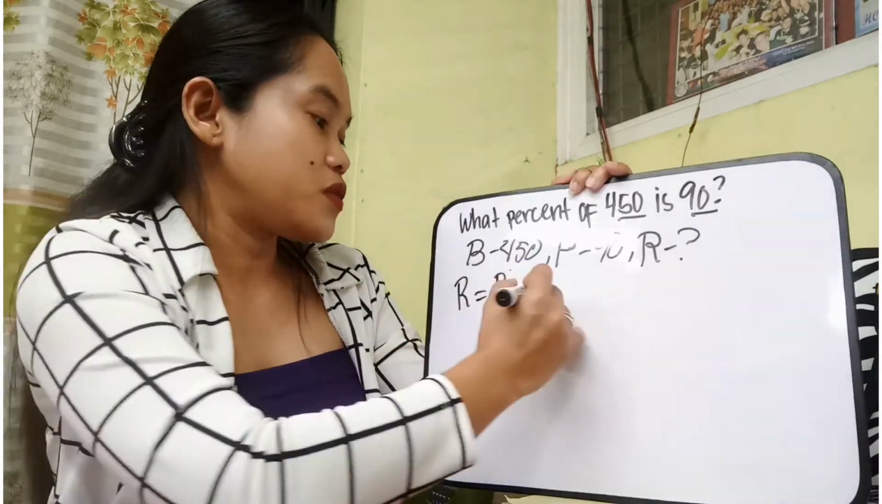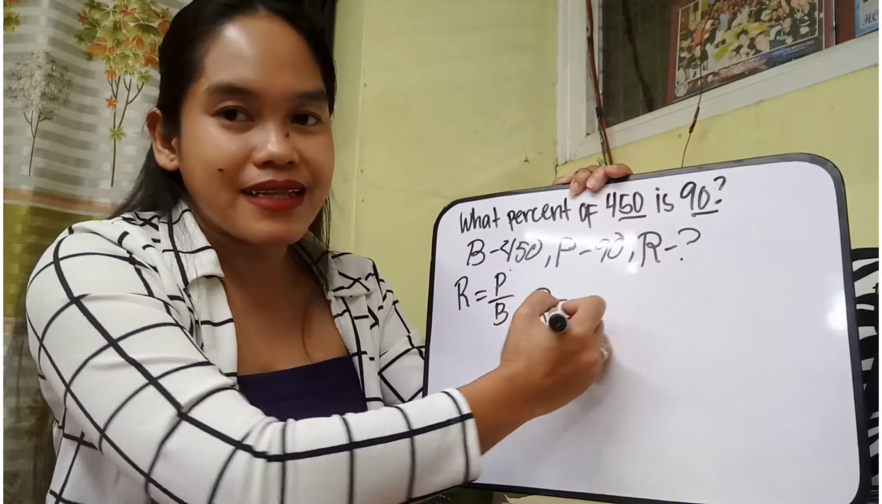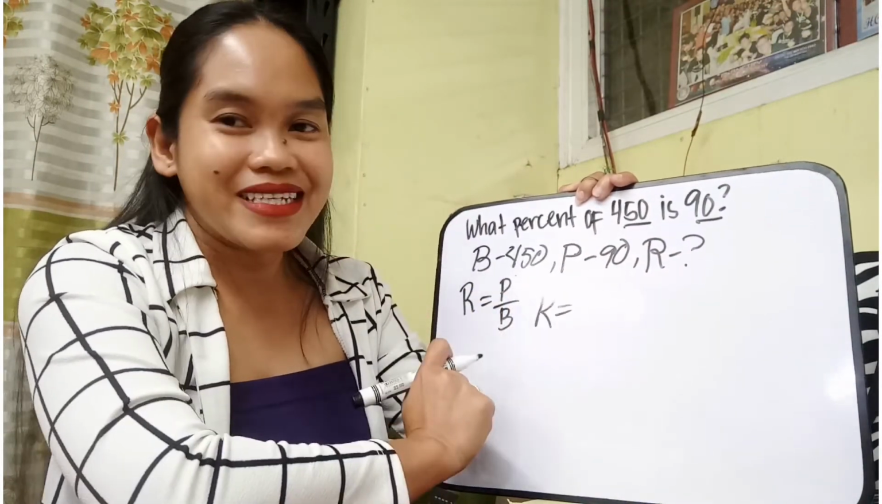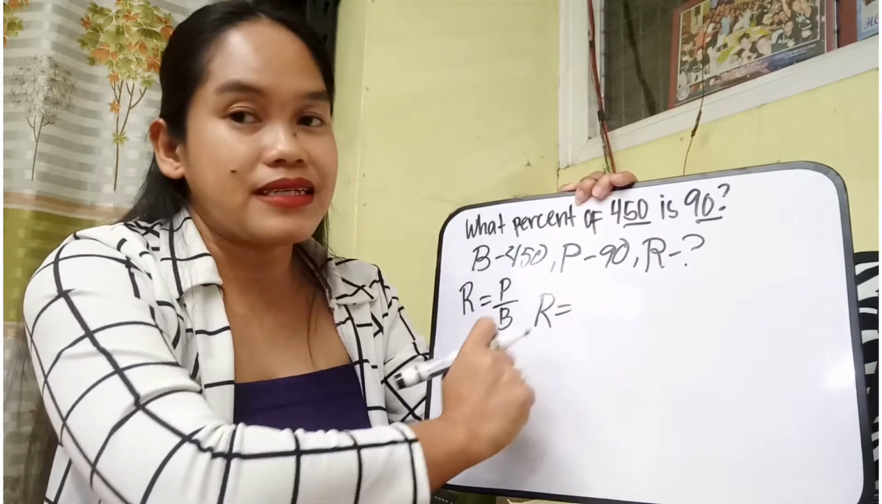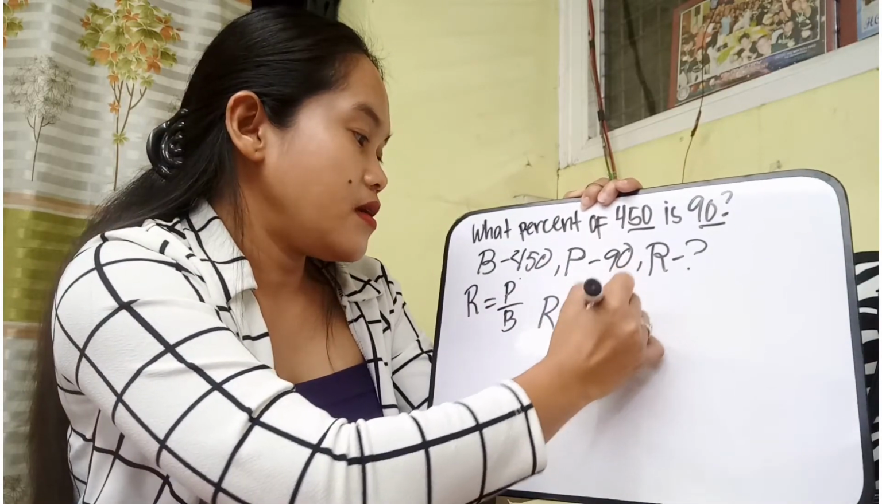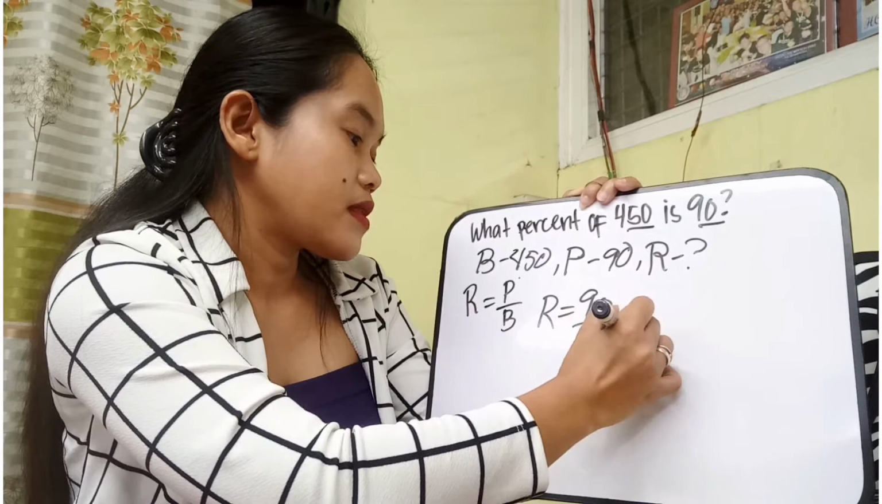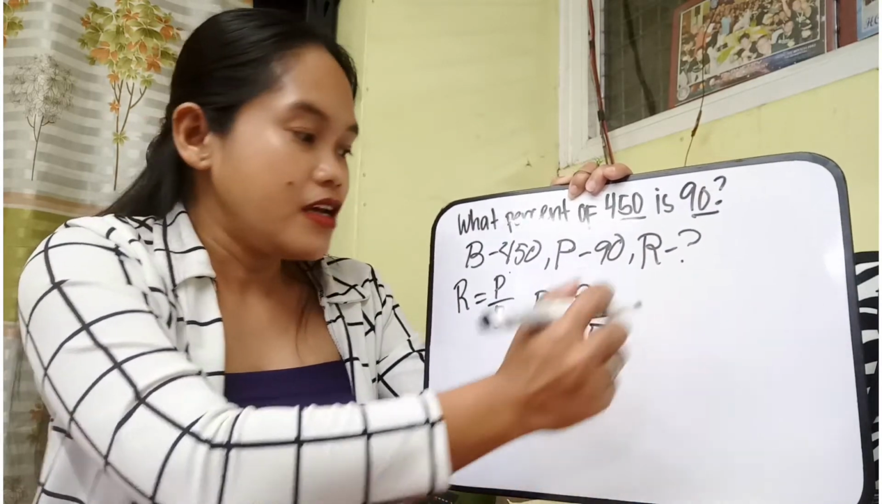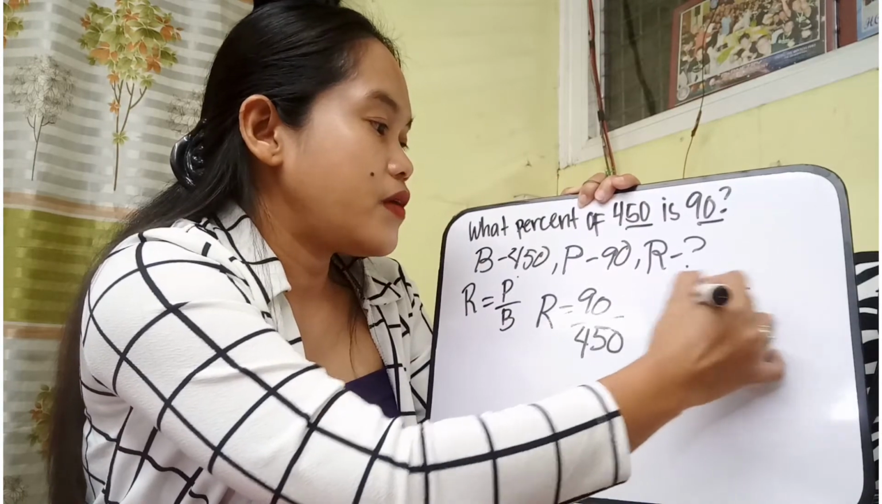Pwede na tayong mag-solve. So, rate is equal to, ano yung base natin? Ang base natin is 450. No, ano yung percentage natin rather? So, ang percentage natin is 90. So, 90 over 450. Ayan. So, rate is equal to 90 over 450. So, 90 divided by 450.